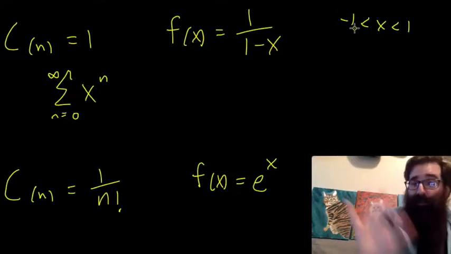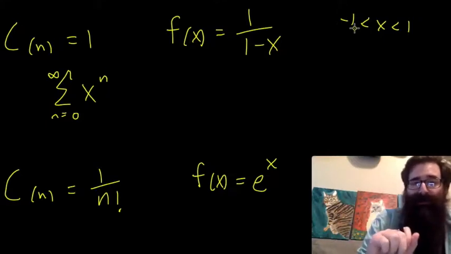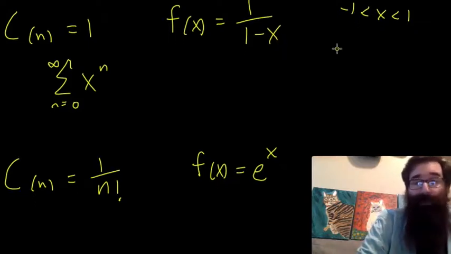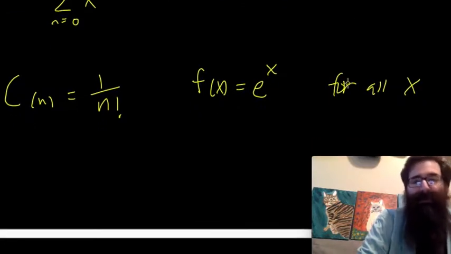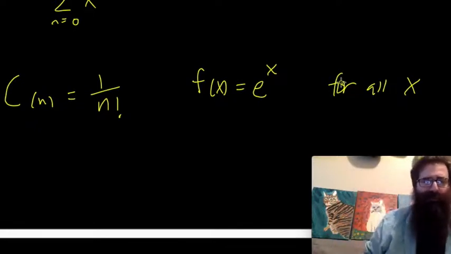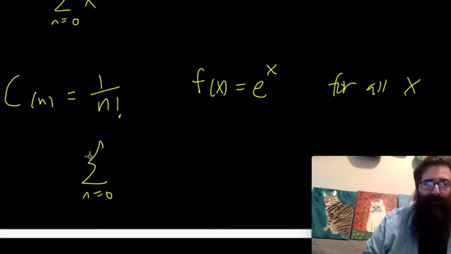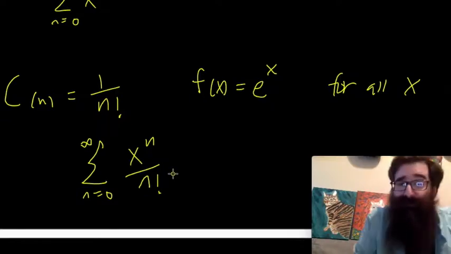We had to say, well, hold on. The sum of x to the n doesn't always converge. It converges when the absolute value of x is less than 1, with the radius of 1, right? But e to the x, that's for all x, so there's no restriction there. And this would be the popular series, the sum from n equals 0 to infinity of x to the n divided by n factorial. Gives us that e to the x.